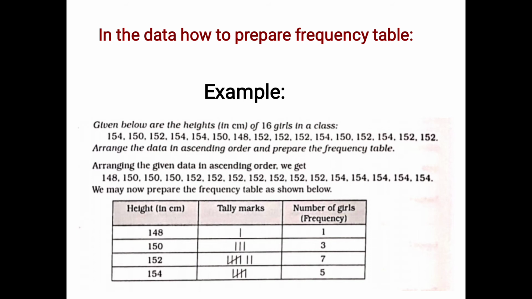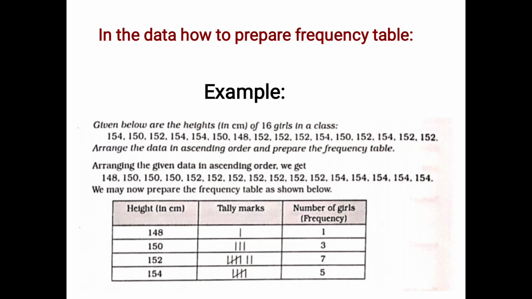First of all we need to arrange the heights in ascending order. Arrange the given data in ascending order. We may now prepare the frequency table as shown below. See here, this is the height in centimeters: 148, 150, 152, 154. How many girls are there with the same height, we have to write as tally marks. Tally marks just show how many times a height is repeated.